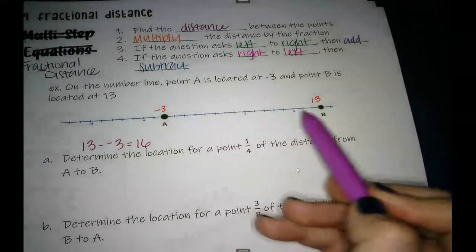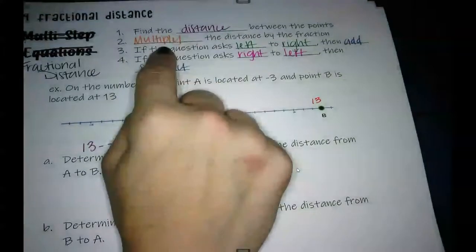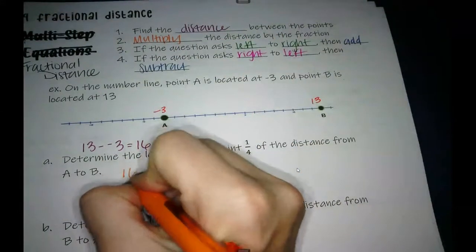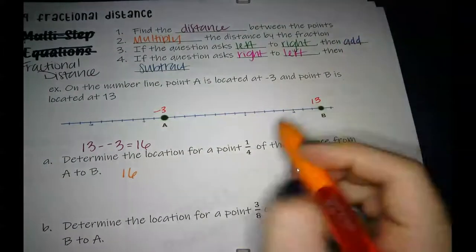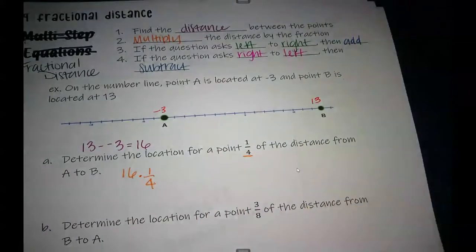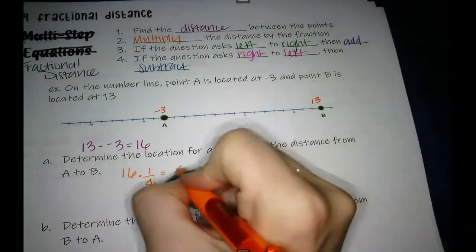If I wanted to, I could have counted and it still would have given me 16. All right, our next step is to multiply the distance. So my distance is 16 by the fraction. My fraction is 1/4 in this case, 1/4. And when I multiply those, I get 4.